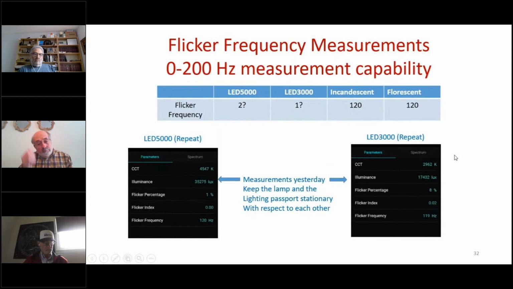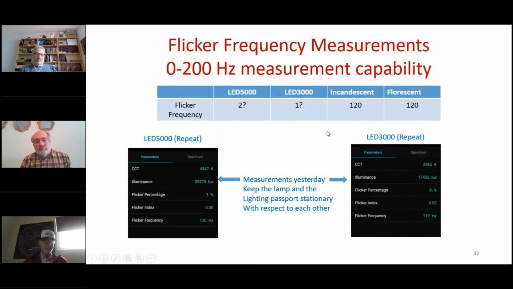So what we measured last time was 120 for fluorescent, 120 for incandescent, and 1 and 2. These two are definitely wrong because, as Les also pointed out last time, if it is a 1 hertz flicker, you should be able to see it. You should be able to observe that it is flickering with your eye. We didn't see that, and 2 is like that as well. These measurements were wrong, and we also got an error message when we did them.